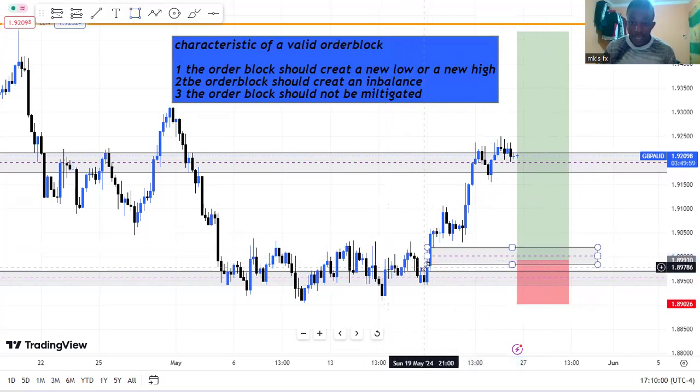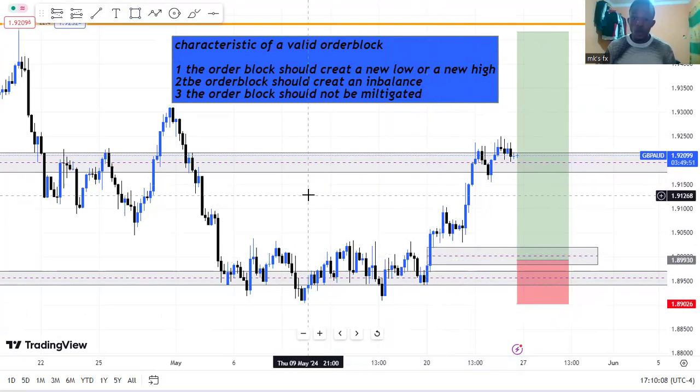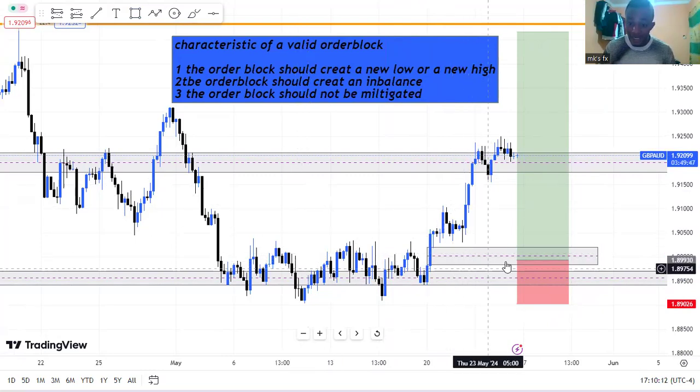the higher wick of the first candlestick and the lower wick of the second candlestick. Since both of them are not connected, we call it an imbalanced market, which means the market is going to come back here to fill up this gap. The market will always come back here to fill up this gap.